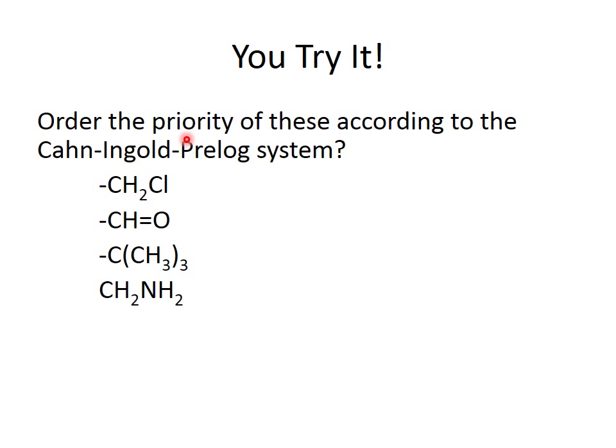Okay, what you've been learning so far is called the Cahn-Ingold-Prelog system, how to order by priority. What I want you to do now is take that system that you've learned and assign priorities to these groups. Okay, let's look at the groups that we have here.